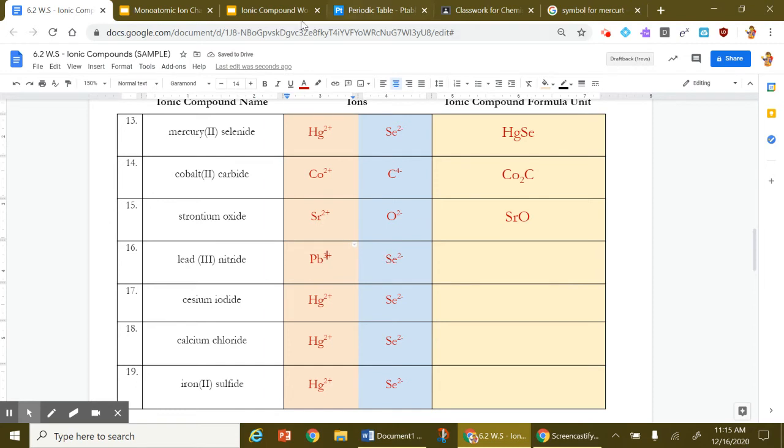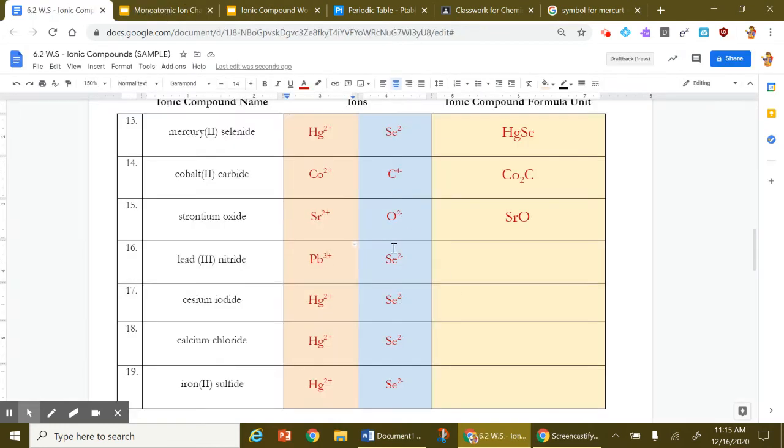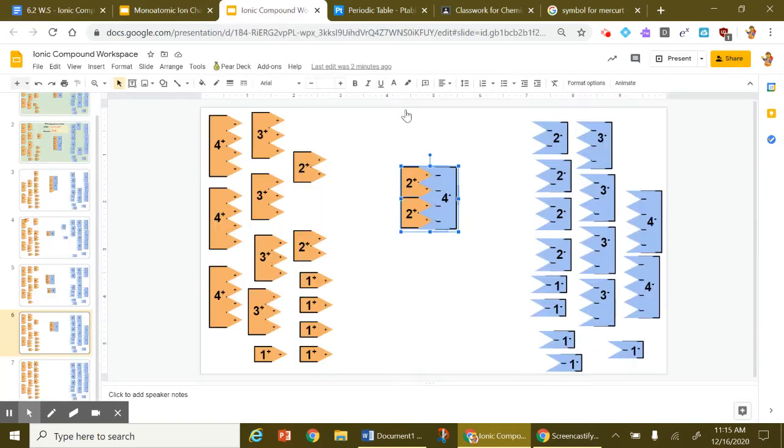Nitride. Well, let's see here. Let me find nitride here. All right, that's nitrogen. Nitrogen is 3 minus, so N3 minus. You know what? We just ended up really, really lucky here, okay? If lead is 3 plus here and nitride is 3 minus here, then they cancel out. It's just PbN. And in case you don't believe me, let's take a look at this drag and drop.